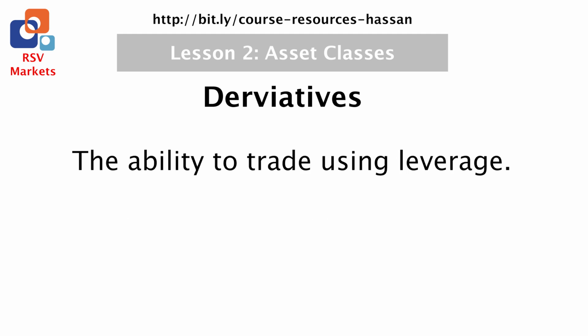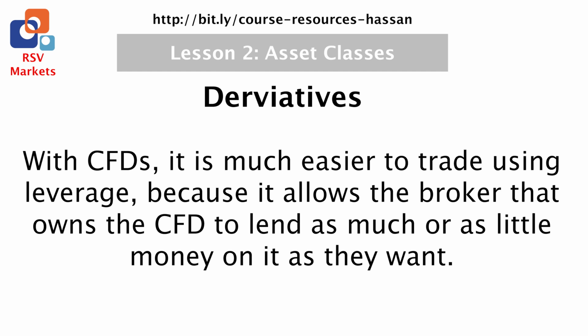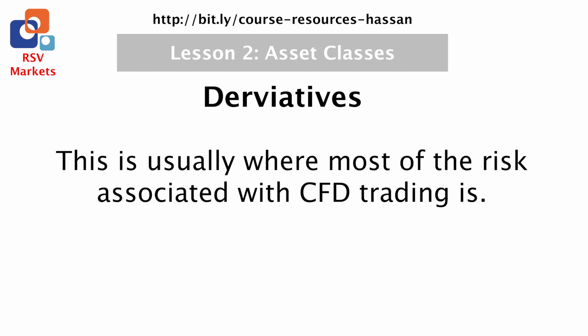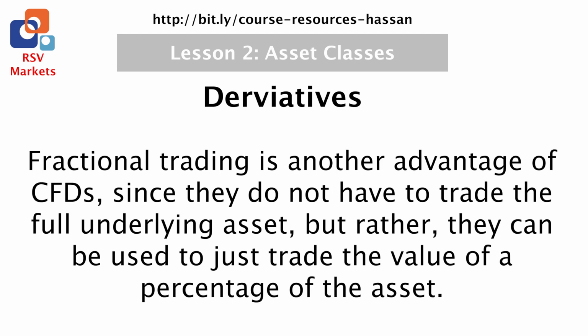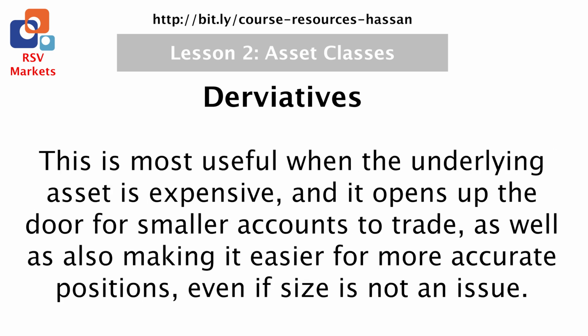The ability to trade using leverage. With CFDs, it is much easier to trade using leverage because it allows the broker that owns the CFD to lend as much or as little money on it as they want. This is usually where most of the risk associated with CFD trading is. Fractional trading is another advantage of CFDs, since they do not have to trade the full underlying asset, but rather they can be used to just trade the value of a percentage of the asset. This is most useful when the underlying asset is expensive, and it opens up the door for smaller accounts to trade, as well as also making it easier for more accurate positions even if size is not an issue.